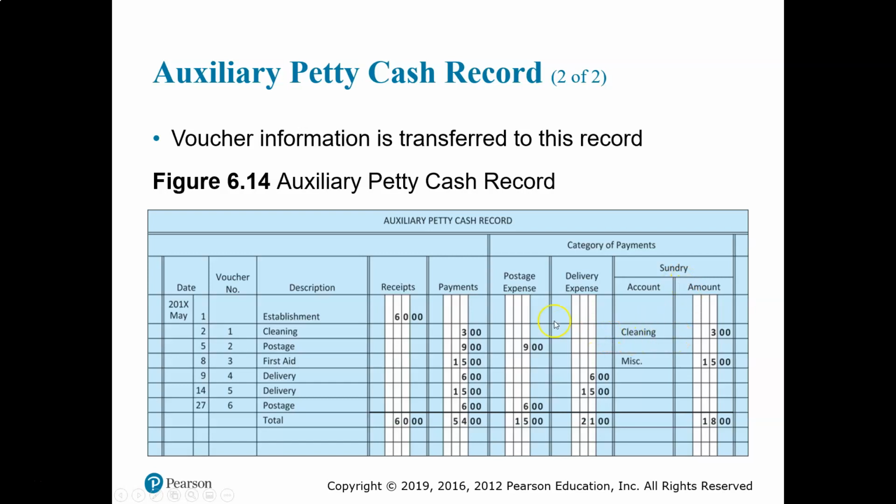Things that aren't covered by postage or delivery, you write a description here, and then you total all your columns. Actually, I said that wrong. Your postage, delivery, and sundry columns should equal your payments. Now your payments technically should equal your receipts, your $60 cash. Or you should have $54 in payments and then $6 cash left in your account. Otherwise, you have a cash shortage or overage.